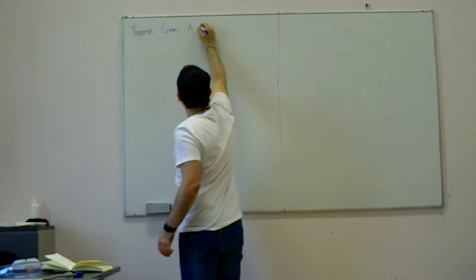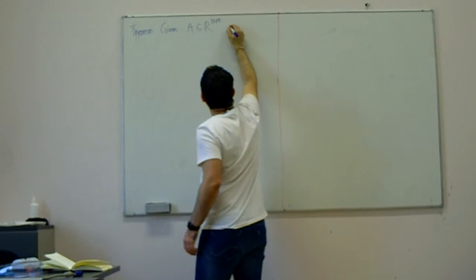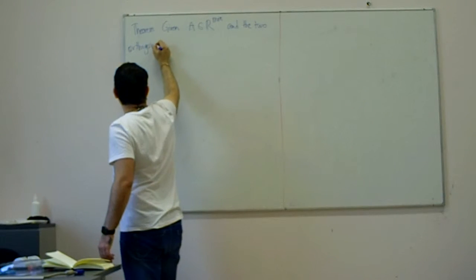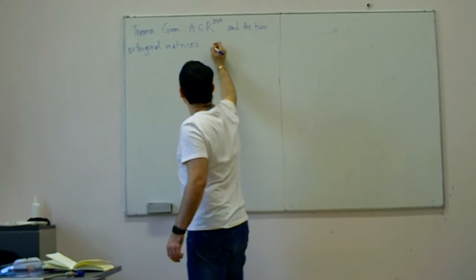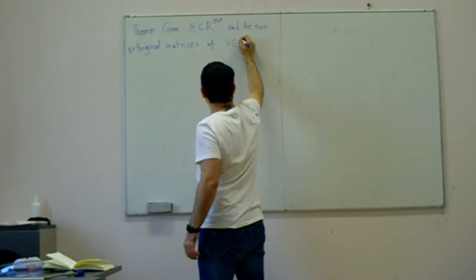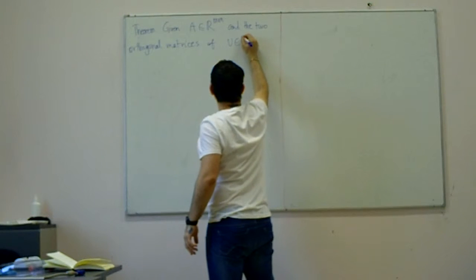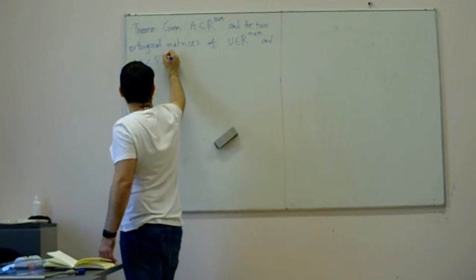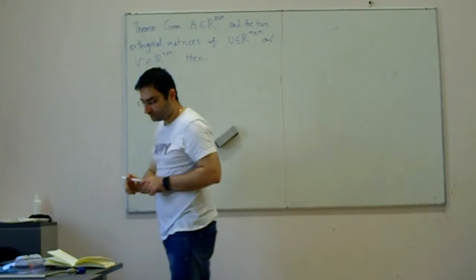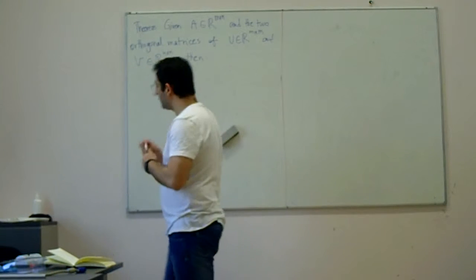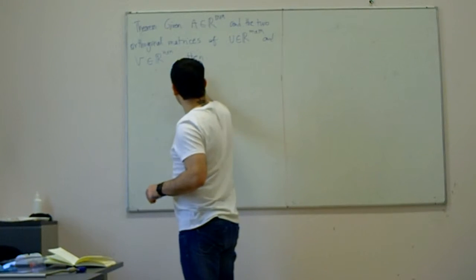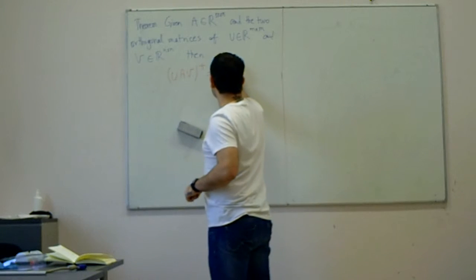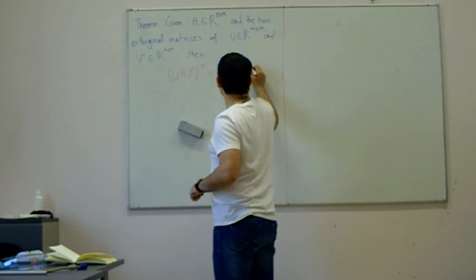A to be an R m by n, and the two orthogonal matrices U and V, U to be m by m and V to be an n by n, then (UAV)+ will be V transpose A plus U transpose.